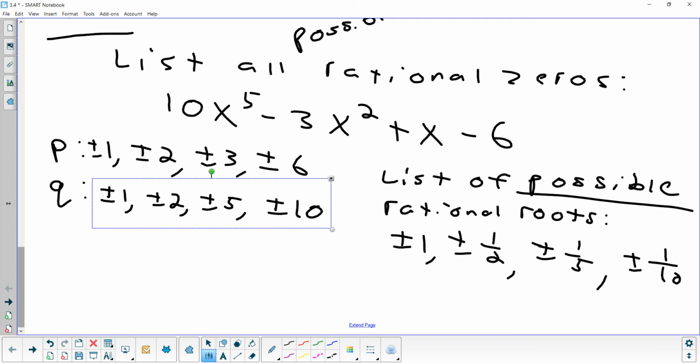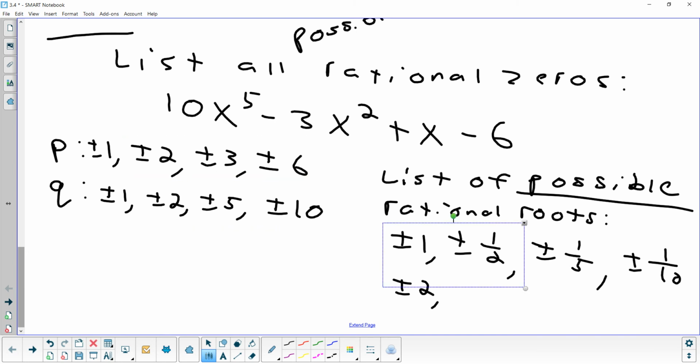Let's do the next one. Can somebody give me the rational roots that would have a 2 in the numerator? What would be the first one? 2 over 1. What would be the next one? 2 over 2, which is 1. We already have that one, so we don't have to write 2 over 2. Let's skip 2 over 2.